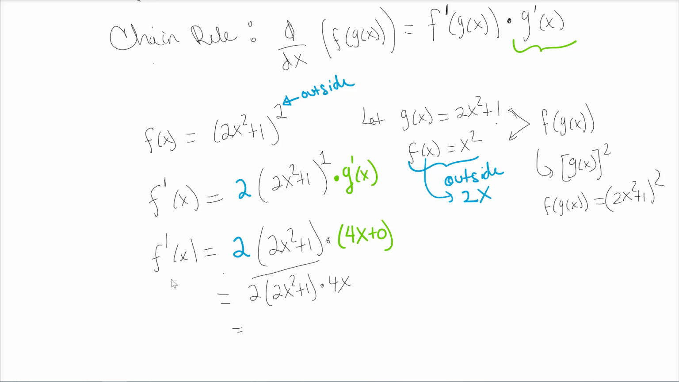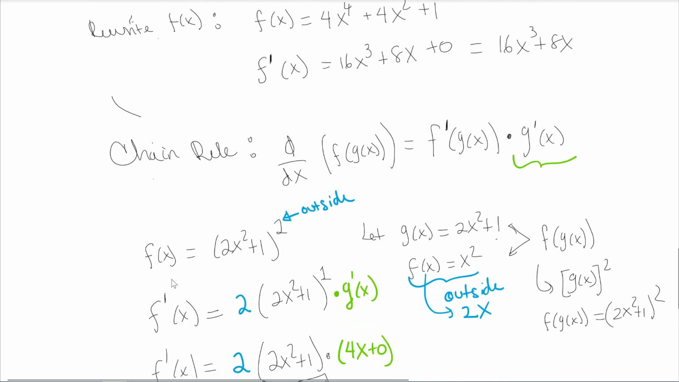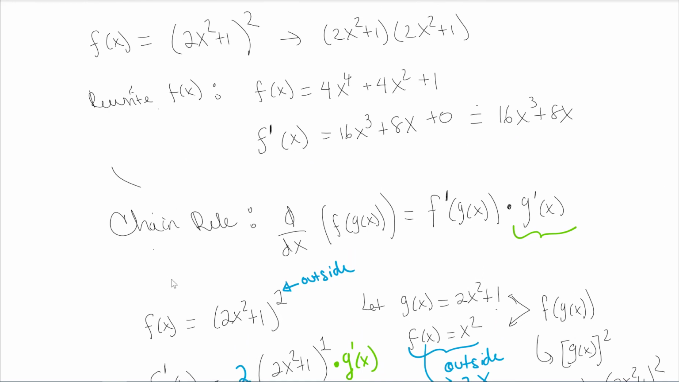Simplifying that, multiply the 2 and the 4x to get 8x times 2x squared plus 1. And now you can multiply the 8x in. So I get 16x cubed plus 8x, which is the same thing that we had gotten by multiplying it out.